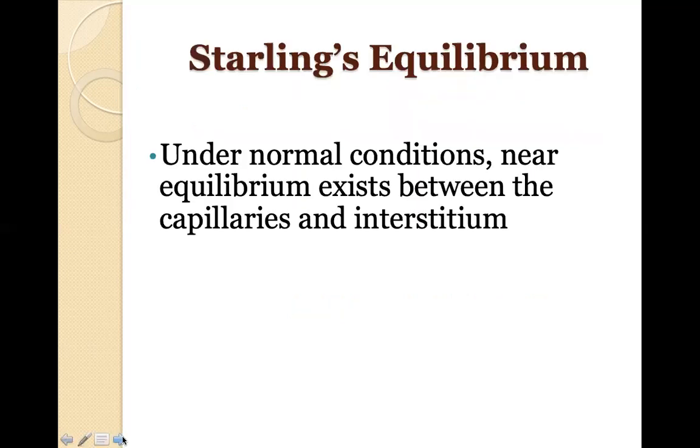I'll start with a review of Starling's equilibrium. Starling's equilibrium basically says that under normal circumstances, there's a near equilibrium that exists between the capillaries and the interstitium, such that the fluid which comes out of the capillaries is largely balanced by the fluid that is either reabsorbed or removed by the lymphatic system.